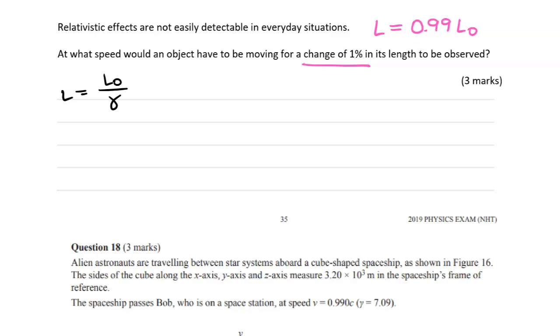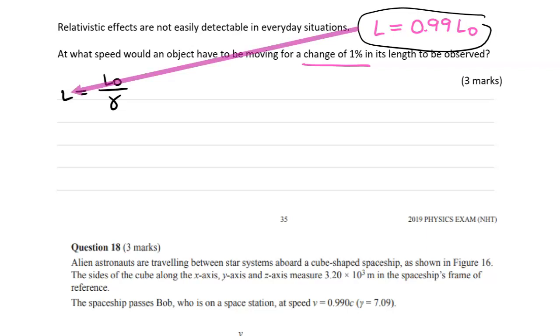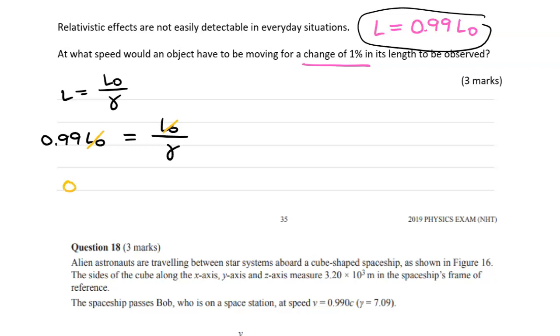So there's a couple of ways you could do this next bit here, but if we directly substituted this into our length contraction equation, again, you could do this slightly differently. Let's see what happens. So instead of L, let's put in 0.99 L naught equals L naught over gamma. We can now cancel off that value of L naught from both sides. So we can see that 0.99 has to equal 1 over gamma. That means gamma would need to be 1 over 0.99.